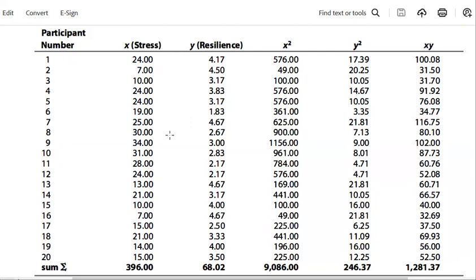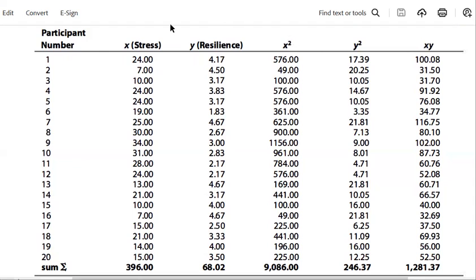And then we have summed the stress values together, all 20 stress values, and I've listed them at the bottom row in bold font here. So the sum of all of the stress values for these 20 participants is 396. The sum of all of the resilience values for the 20 participants is 68.02. And then you see three extra columns here. Now, these three columns are going to correspond to the Pearson R formula.